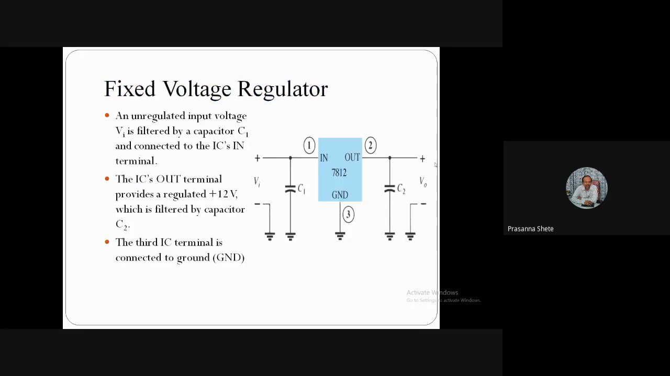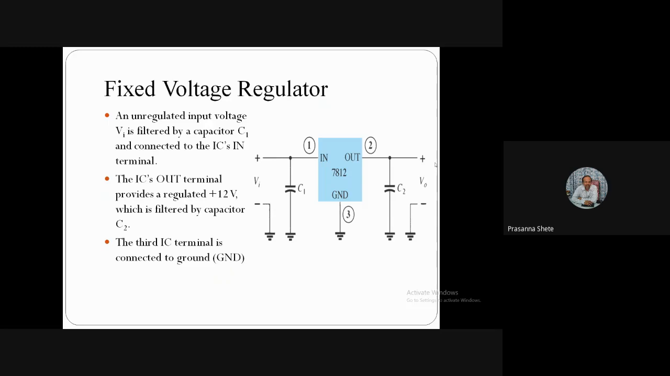This is the diagram of a fixed voltage regulator with IC 7812. XX means we can have different voltages at that XX value. So here we are going to have 7812. That means we have a positive output voltage regulator, with 12 indicating 12 volts at the output. So of course the input should always be greater than the output. So input will always be greater than 12 volts in this particular case on this particular circuit as shown in the figure on the screen.